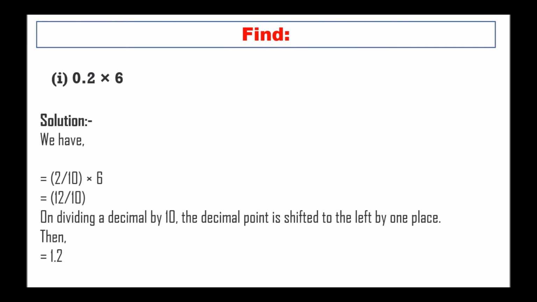First question is find 0.2 into 6. So 2 divided by 10 into 6. So 2 into 6 is 12. So 12 divided by 10. On dividing a decimal by 10, the decimal point is shifted to the left by one place. Then it is 1.2. So the answer is 1.2.